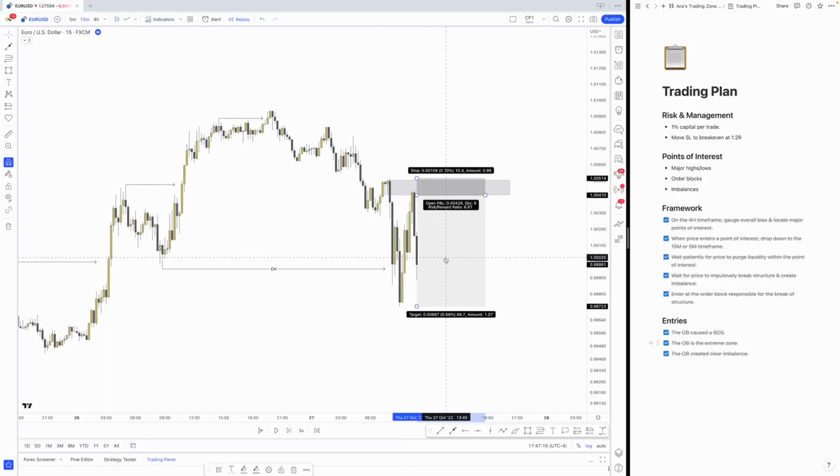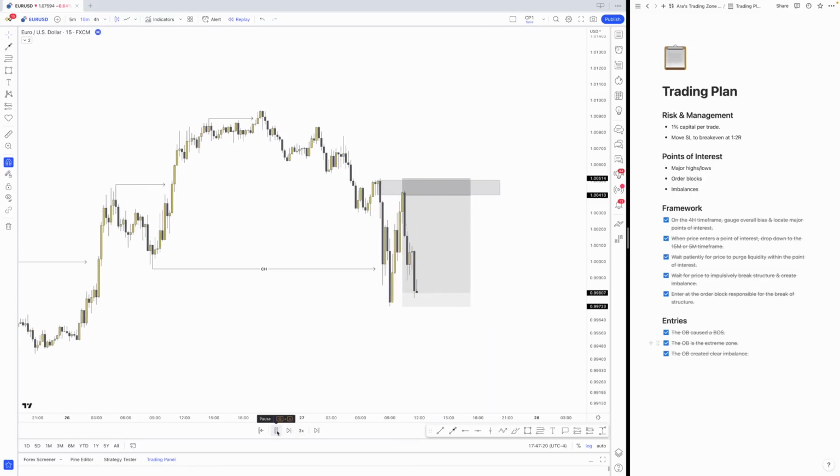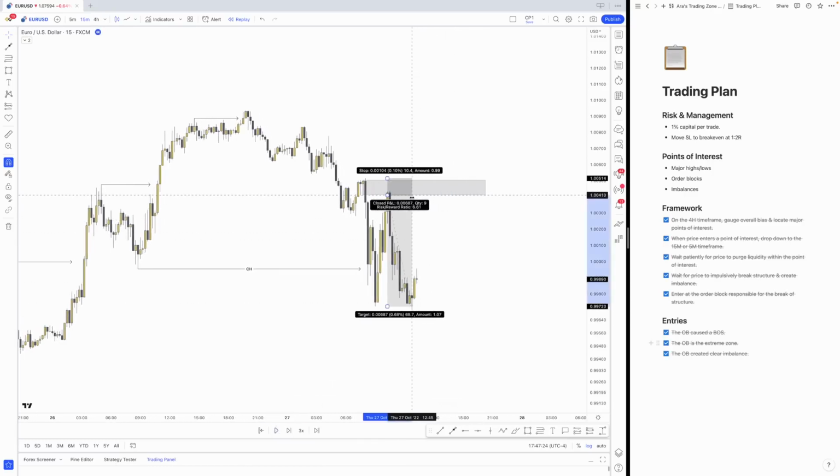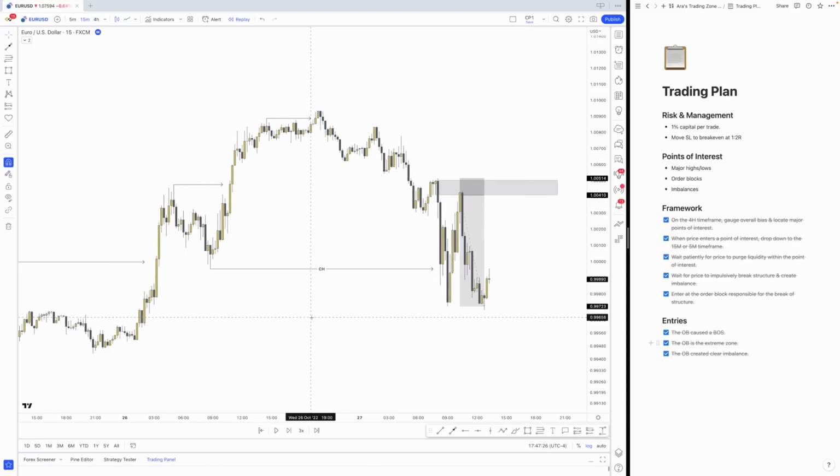Okay, so the trade would have been triggered in right there. And the take profit level would have been hit. So this is a good example of entry model number 1, and stay tuned for the next one.